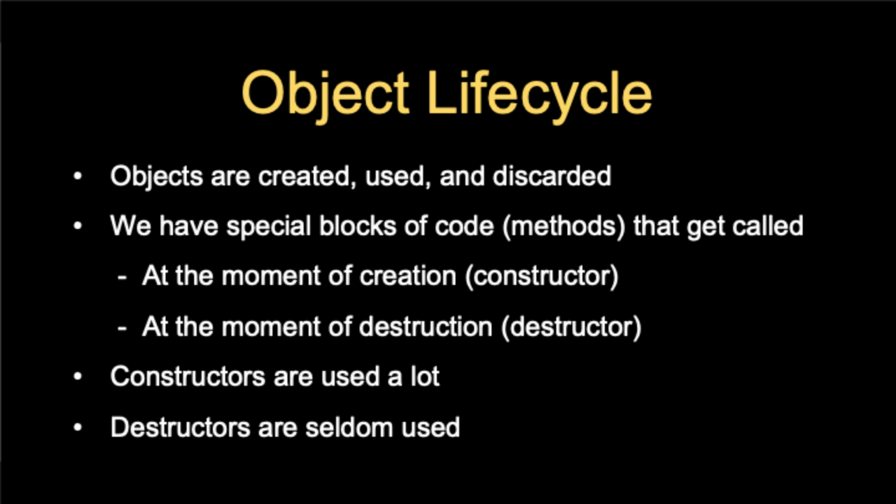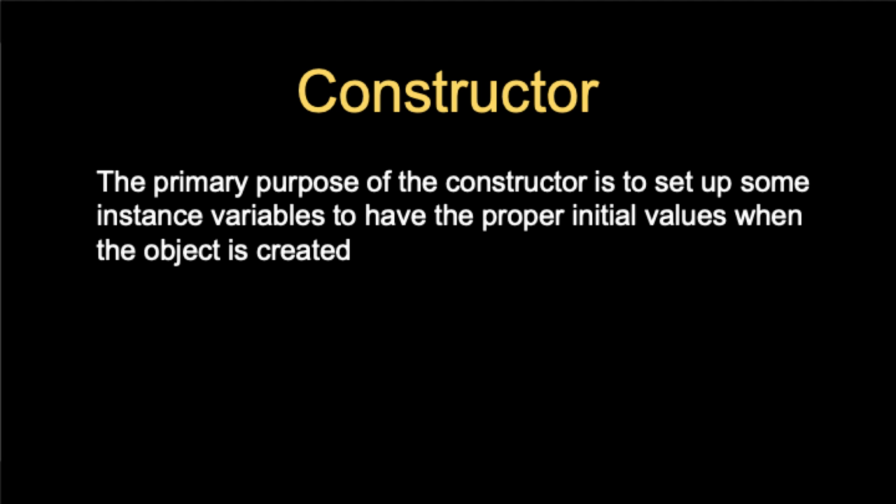Constructors are used extensively to set up an object's initial state. Destructors are used rarely, typically only for special cleanup tasks like closing network connections, as Python's garbage collector handles most cleanup automatically. The primary purpose of a constructor is to initialize the object's instance variables to appropriate starting values. In Python, the constructor method is always named __init__. We can add a destructor named __del__.